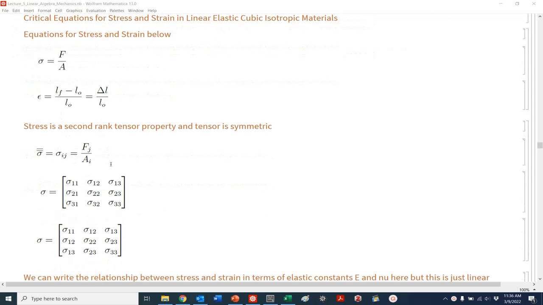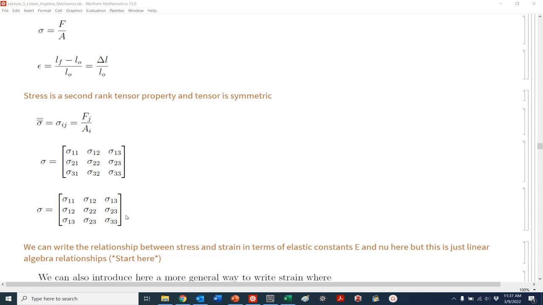So stress is a second rank tensor property. And that tensor is symmetric, meaning if we take the transpose of this matrix or this tensor, it will be identical. That has to do with applying your static equilibrium conditions, meaning that the sum of the forces and the sum of the moments must be equal to 0. These indices are directions. I indicates the normal to the cross-sectional area on which the stress is being applied. J is the direction of that force. So this is the tensor that we're working with.